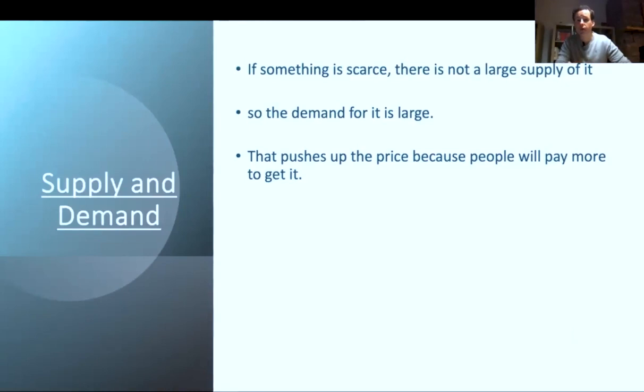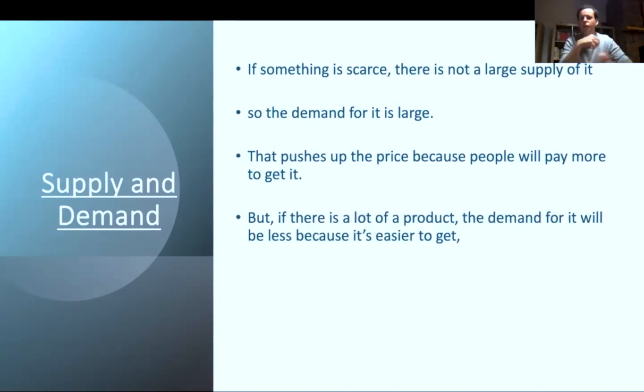And that pushes up the price because people will pay more to get it. But inversely, if there's a lot of a product, the demand for it will be less because it's easier to get. So that will push the price down. If I give you some broad examples of this, you can link this idea to physical or natural goods like water. If you're extremely thirsty and there's no water for miles away and you don't have any transport, how much would one bottle of water be worth to you? Probably quite a lot. But if I had 100 bottles of water, how much would the 100th be worth to you? Probably nowhere near as much, in fact.